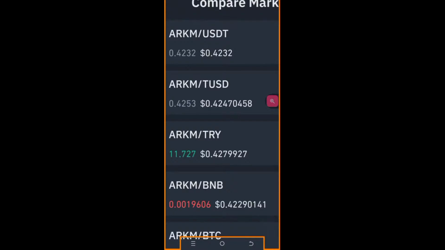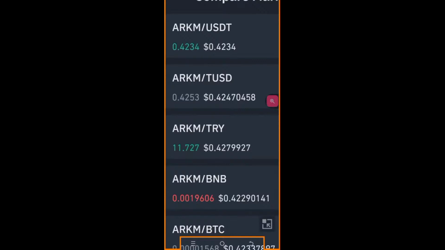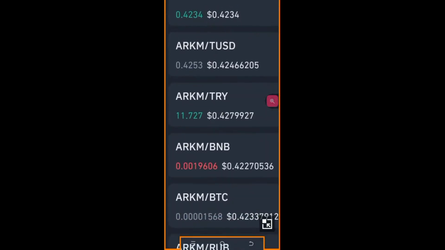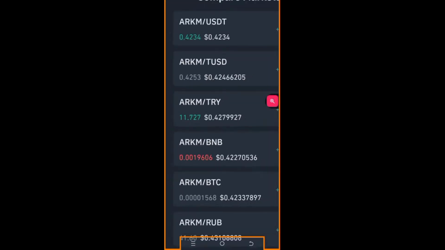So now this is 42 cents. You can see that ARKM USDT is 42 cents, that's 0.4232. You will see that TUSD is 0.4247, right? There's a difference between 32 and 46. Can you see that? The first two numbers are the same. Then ARKMTRY is 0.4279, and that's how it goes. So that's how you spot the differences, right?